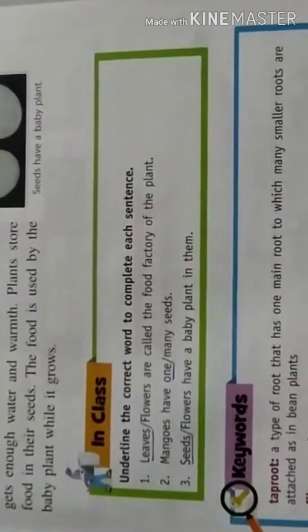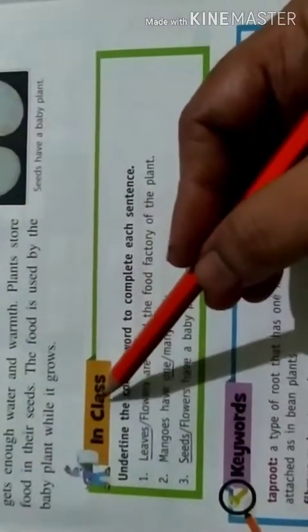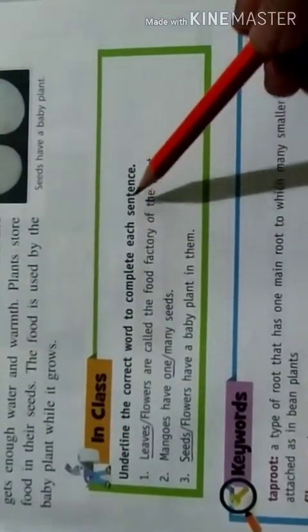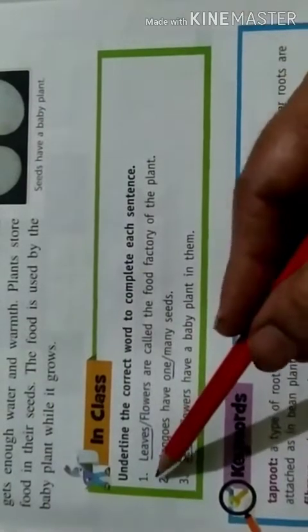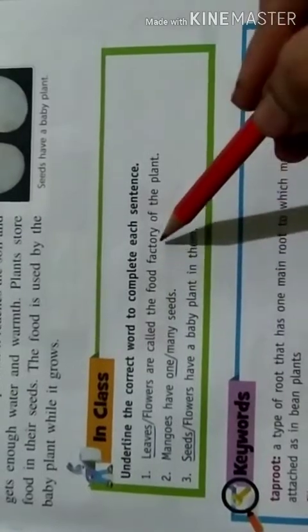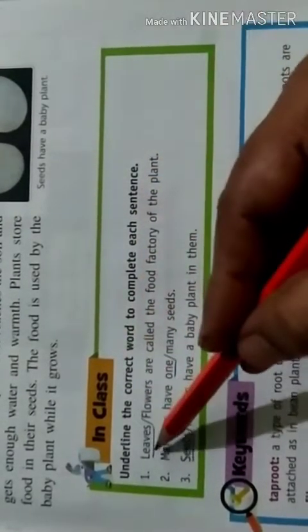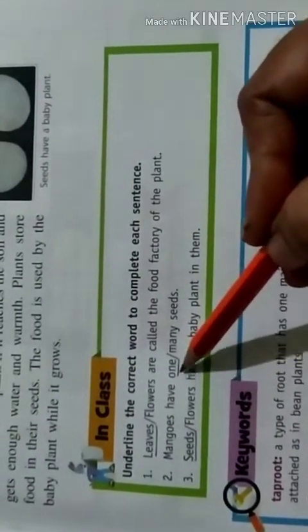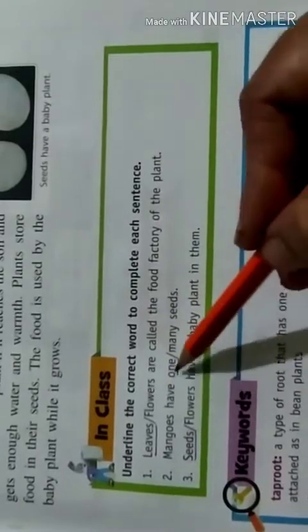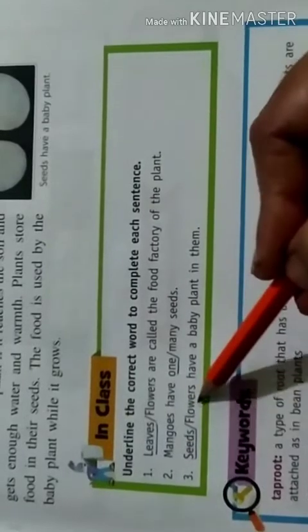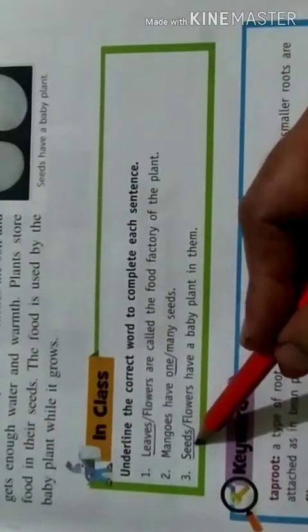Now students, open your page number 19. In class, underline the correct word to complete each sentence. Number 1. Leaves, flowers are called the food factory of the plant. The answer is leaves. Number 2. Mangoes have one, many seeds. The answer is 1. Number 3. Seeds, flowers have a baby plant in them. The answer is seeds.